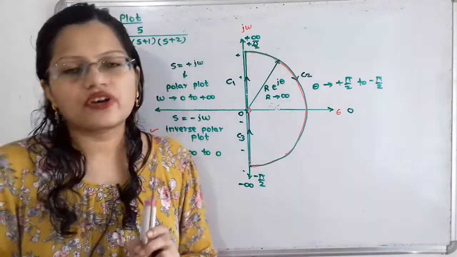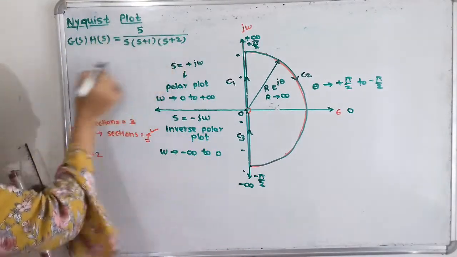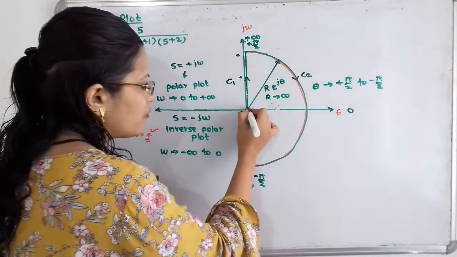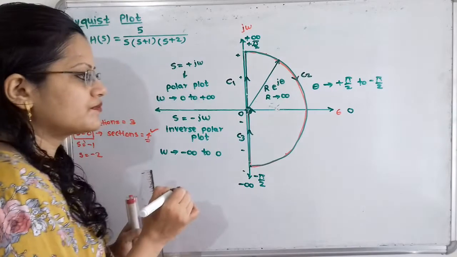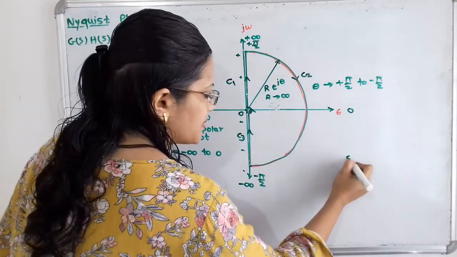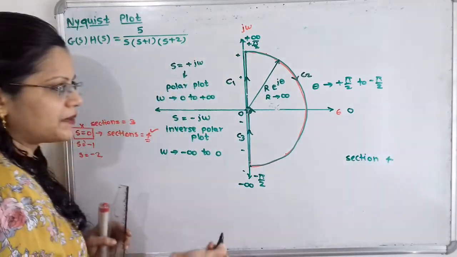Now we will move for the fourth section, and it is because here for this given transfer function pole is at origin. So here is the fourth section. So this is a very small circle. So how we can define this fourth section? So I will write here separately. For this section 4, how we can determine this?